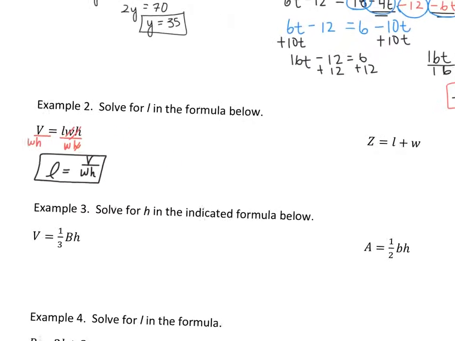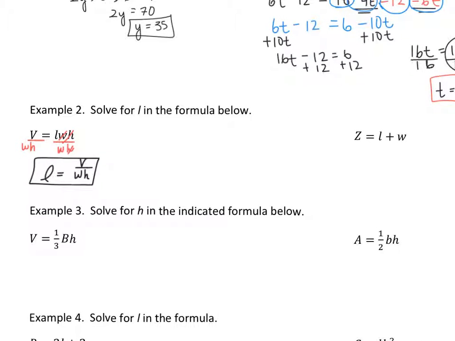Okay, example 2, I want to solve for L. So I have L plus W. So I want to get rid of the positive W. This operation is addition, so I'm going to subtract W from each side. So it's going to be z minus w equals L.